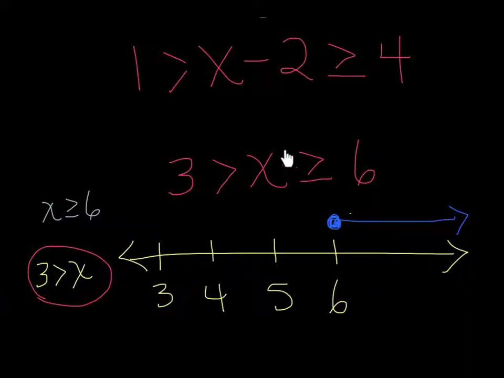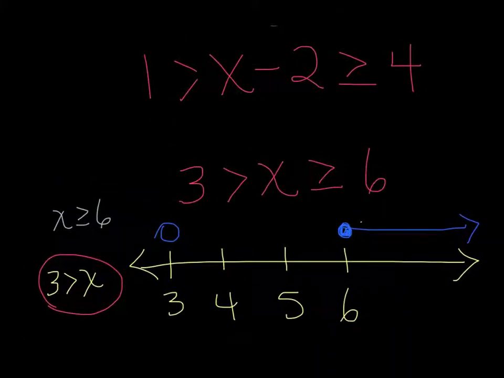Now I'm going to go ahead and graph this one. 3 is greater than x, which means x has to be smaller than 3, because 3 is larger than that number. So again, it's going to be a closed circle, but the arrow's going to the left, because x has to be smaller than 3. If you notice, there are no lines that intersect in between here.